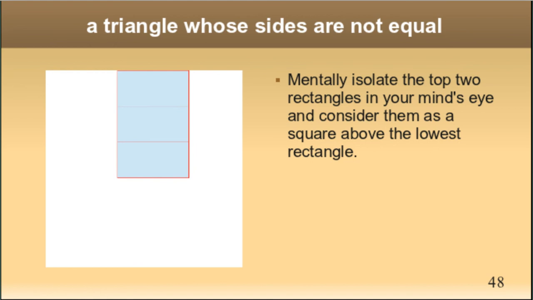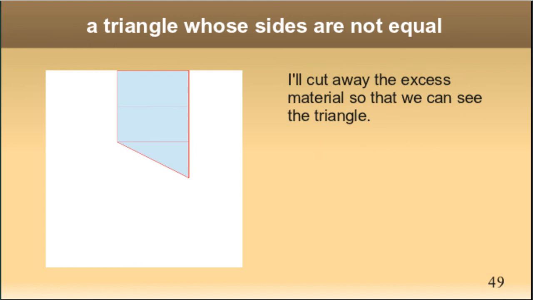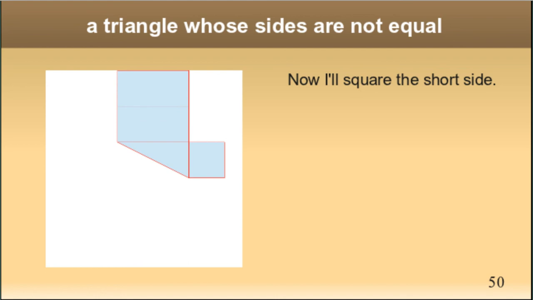Mentally, I want you to isolate the top 2 rectangles in your mind's eye and consider them as a square above the first rectangle. And I'm going to cut away the excess material so that you can see the actual triangle we're talking about. Now I'm going to square the short side. So far so good. You with me?